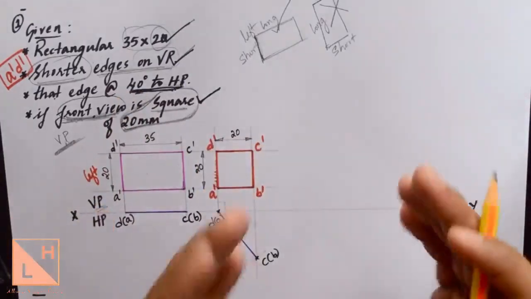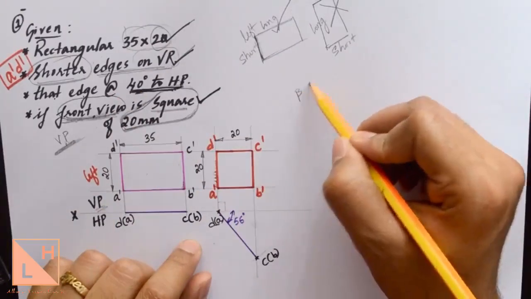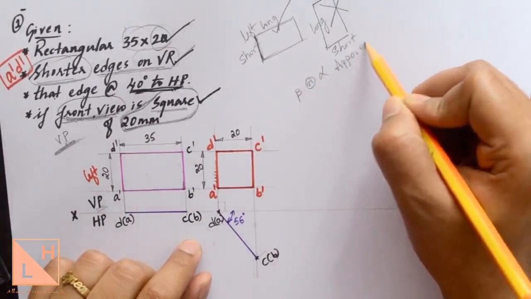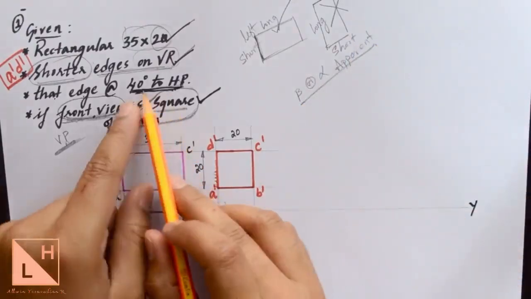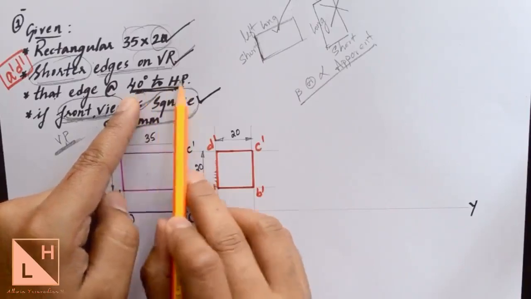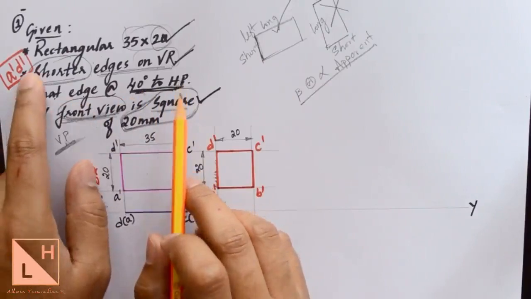Now whenever you come to the third position, you just need to check whether you are going to have any beta or alpha angle, that is called apparent angle, or you don't find any such thing. So what we need to do is see the condition. The 40 degrees to HP is given with respect to what? The 40 degrees to HP is given with respect to that edge. That edge in the sense A dash D dash.